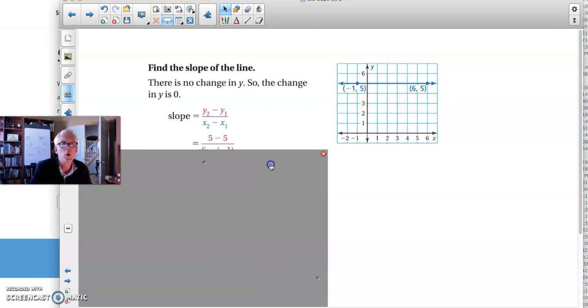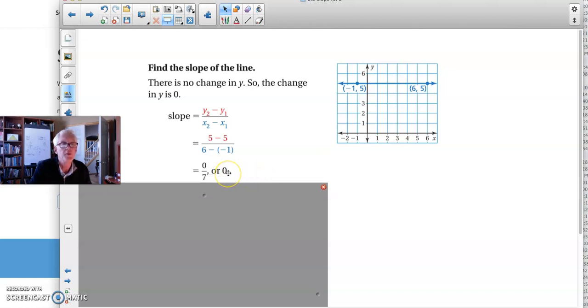is 0. 6 minus -1 is 7. You get 0 over 7. The slope will be 0. Any horizontal line, the slope will be 0 because there is no change in the rise. There is no rise. 0 divided by a number is going to be 0. So all horizontal lines have a 0 slope.